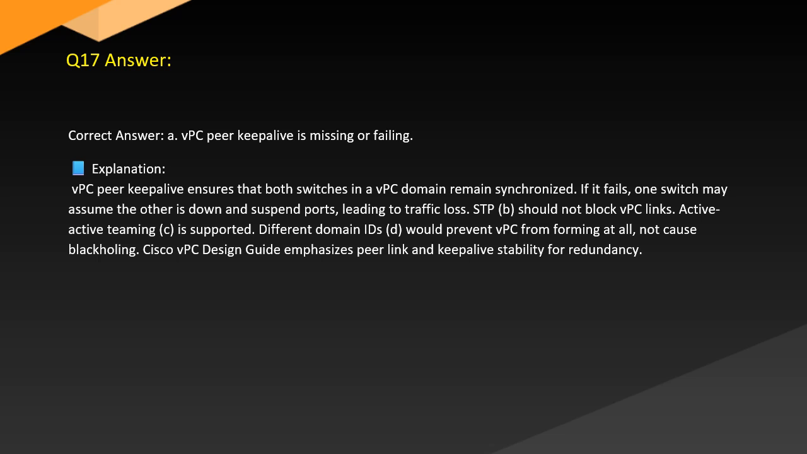Answer. Correct answer: A. vPC peer keepalive is missing or failing. Blue Book explanation. vPC peer keepalive ensures that both switches in the vPC domain remain synchronized. If it fails, one switch may assume the other is down and suspend ports, leading to traffic loss. STP, B, should not block vPC links. Active teaming, C, is supported. Different domain IDs, D, would prevent vPC from forming at all, not cause blackholing. The Cisco vPC design guide emphasizes peer link and keepalive stability for redundancy.